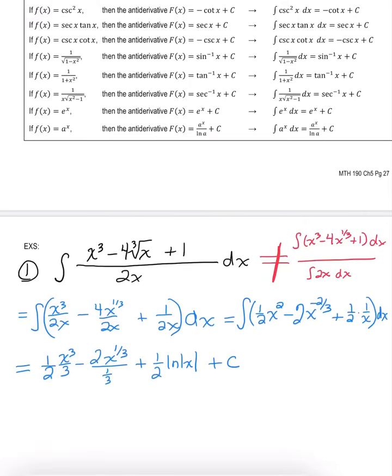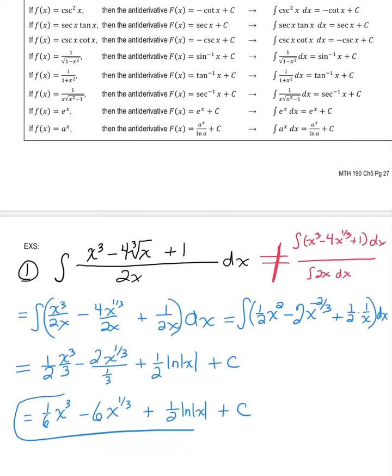So the only other thing I want us to do is clean this up a little bit. The first term here is a 1/6 x to the third. Dividing by 1/3 is like multiplying by 3, so this is going to be -6, and our x to the 1/3, or cube root if you prefer. And then we'll just leave this as 1/2 natural log absolute value of x plus c, but at least cleaning up those complex fractions.